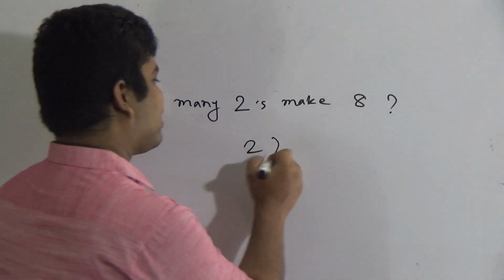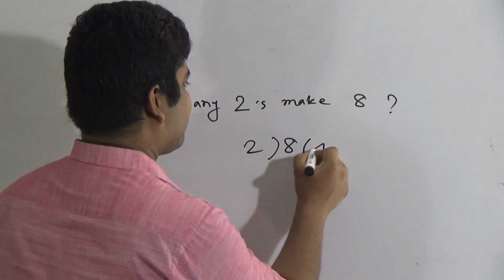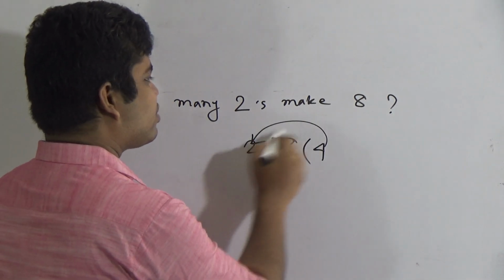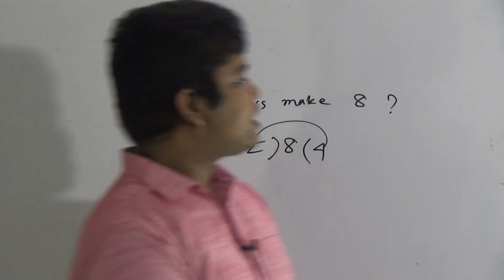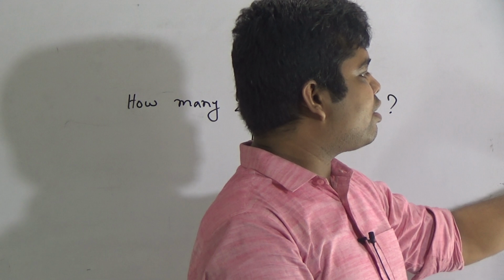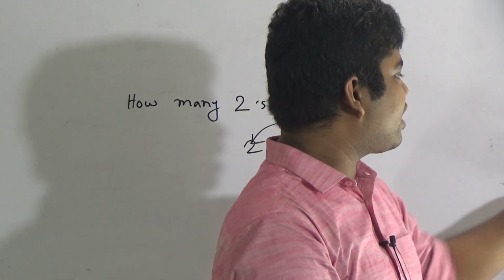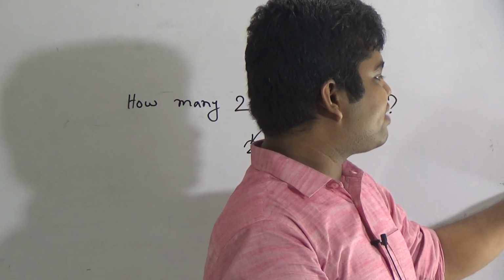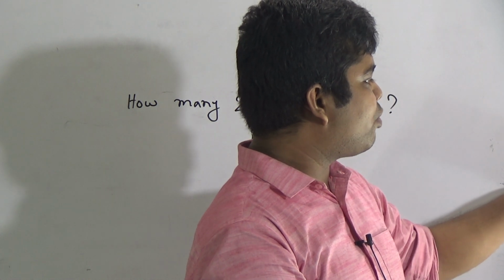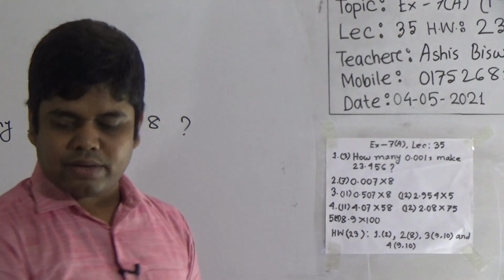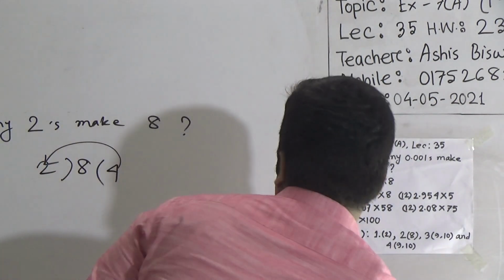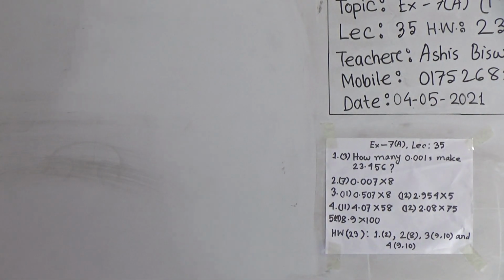That means 8 divided by 2 and we get 4. That means 4 2's make 8. I hope you have understood. Just like this, we shall solve this problem. How many 0.001 is make 23.456. That means we divide 23.456 divided by 0.001 and we get the answer. So my dear student, let us start to solve this math.